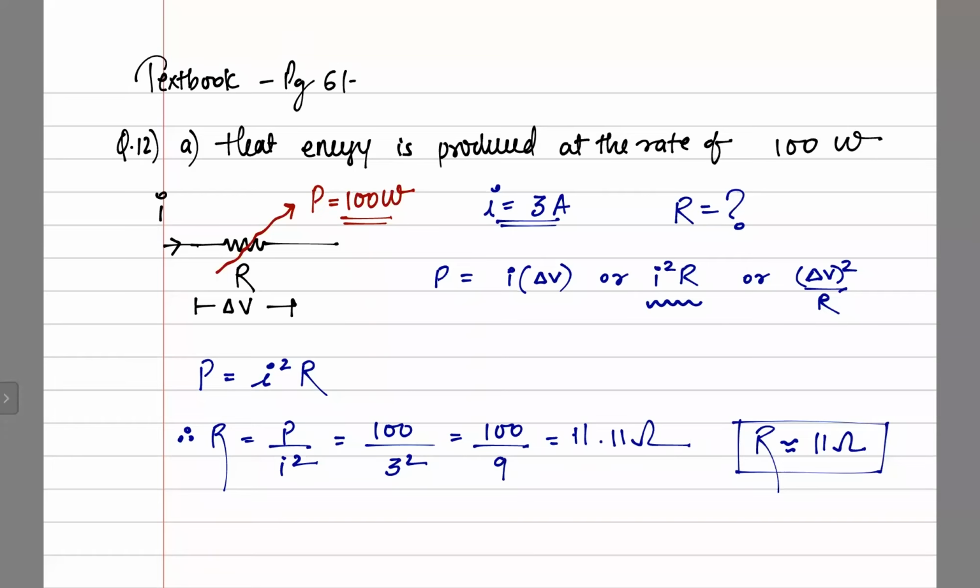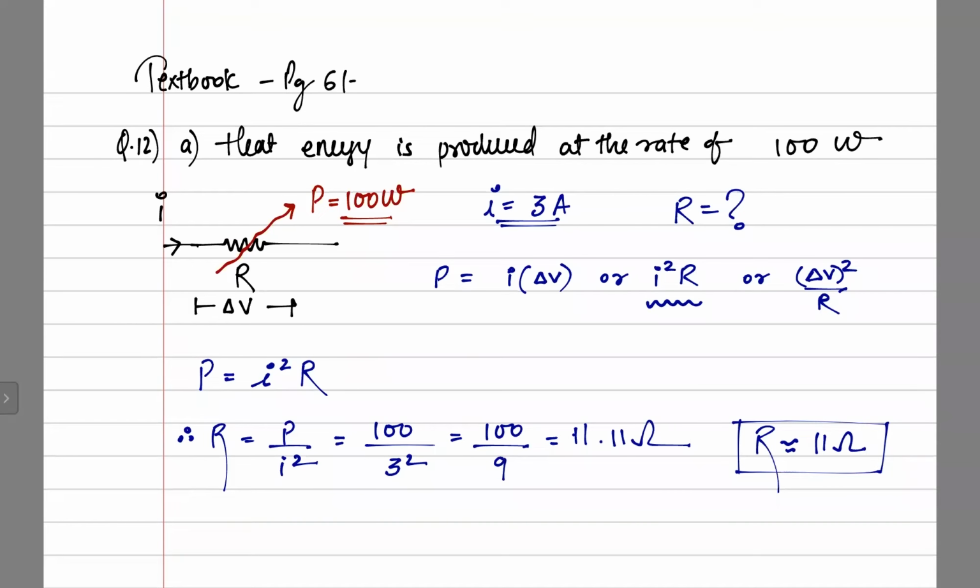पावर कैसे मिला? आयुष सिंह. Ayush, read the question. The energy is produced at the rate of 100 watt. Look at the unit, watt. Watt is a unit of power. इसका मतलब power 100 watt. Unit से पहचाना है यहाँ पर कि unit is 100 watt.